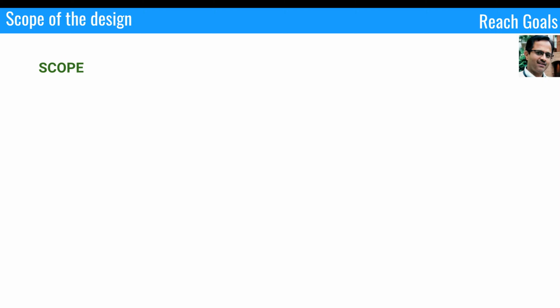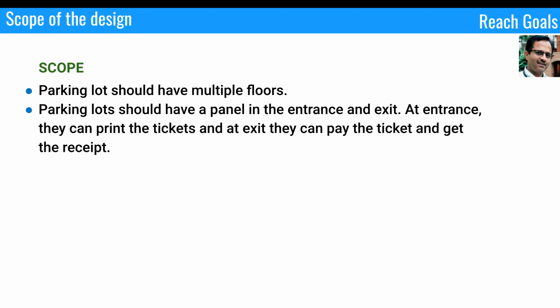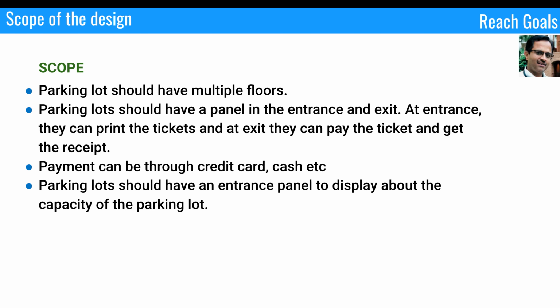In this video, I'm going to cover the following scope and use cases. The parking lot should have multiple floors. It should have a panel at the entrance and exit. At the entrance, they can print the tickets, and at the exit, they can pay the tickets and get the receipt. Payments can be through credit card, cash, etc. The parking lot should have an entrance panel to display the capacity of the parking lot.